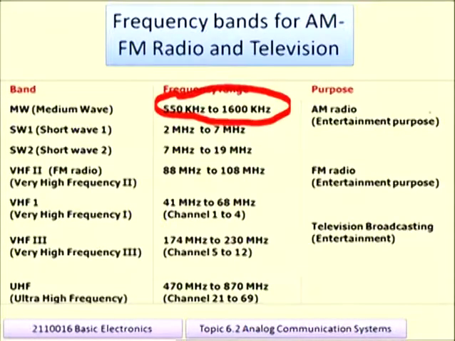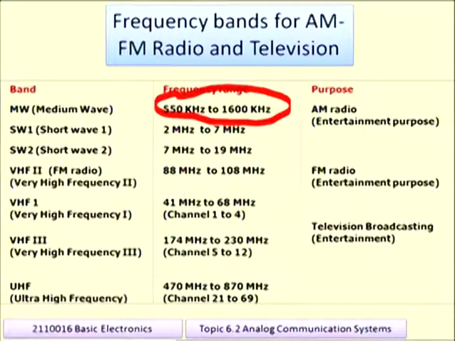Similarly, you can see that 2 megahertz to 7 megahertz is the shortwave 1 band. So a 5 megahertz band is allocated for shortwave 1. If you consider the bandwidth of one channel as 20 kilohertz, then you can calculate 5 megahertz, that is 5000 kilohertz, divided by 20, which comes out to be 250 audio channels. So 250 audio channels can be transmitted simultaneously in the shortwave 1 band, and similarly shortwave 2 is 7 megahertz to 19 megahertz, and FM radio is 88 megahertz to 108 megahertz.